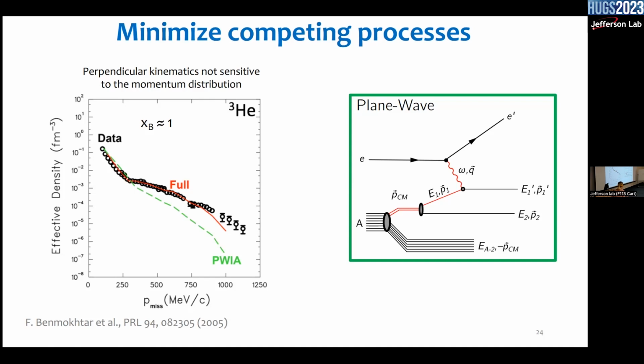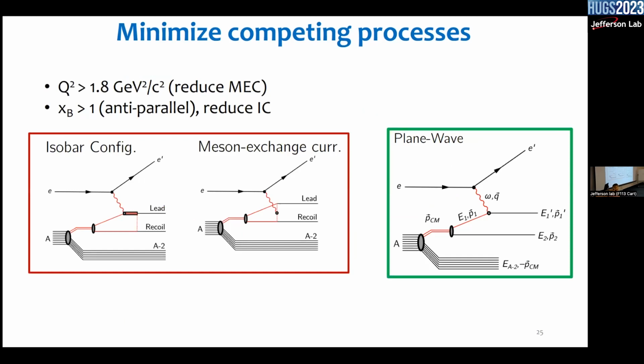And so this is just due to a lot of other competing processes being difficult to disentangle from that type of measurement. But if we want to measure this type of picture, then we can choose kinematics that will help us achieve our goal. So we want to go to high Q squared.